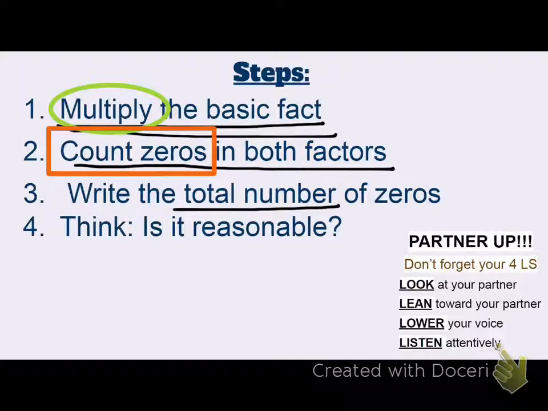Okay, so we multiply the factors, and I count how many zeros there are, and then I write that amount of zeros. However many I counted, what was the total? And then finally, step 4, that step that's there every time, is it reasonable? Remember, before you move on to the next problem, think about the answer you got. Does it make sense? Is it reasonable? All right, let's see what these steps look like.